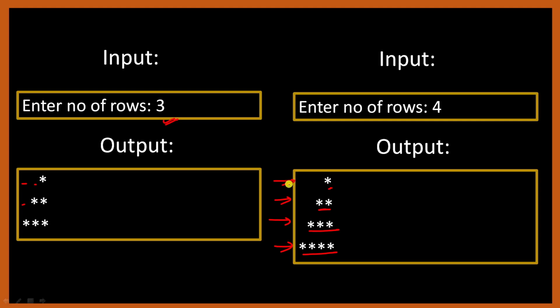We'll see. Here in the first row, you do not have to directly print the star. There are some spaces. In the second row there are some spaces, then you have to print the star. Here also you have some space, then you have to print a star. And here there is no space, then you have to print the star.